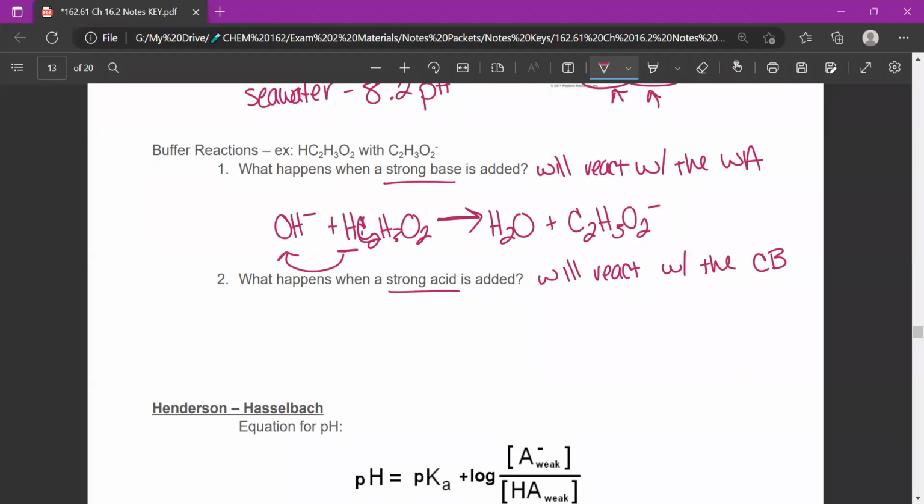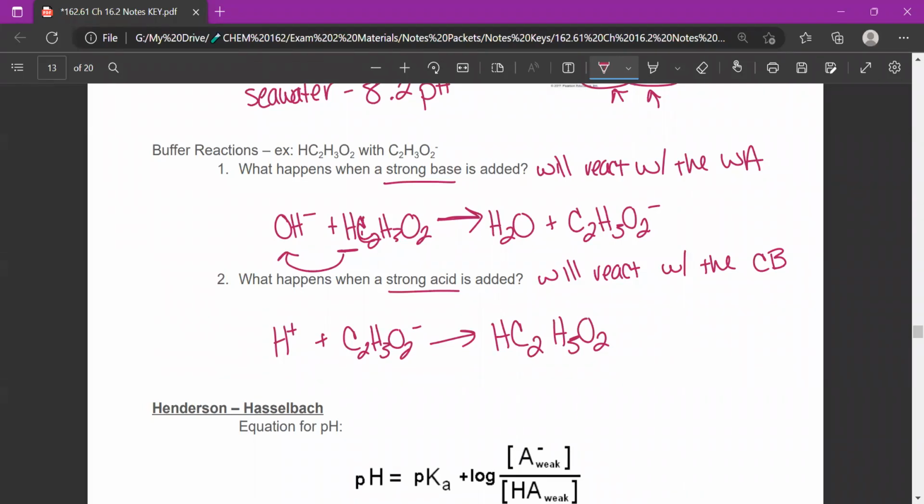Okay, so what happens when I add a strong acid? Strong acid being H plus. If I put H plus in, that's going to react with the conjugate base part. So I'm going to have H plus and C2H3O2 minus. Hydrogen transfer, that one's pretty easy. It's going to make more of that weak acid. Well, HC2H3O2 is not H plus or OH minus, so it doesn't affect pH. So again, this is how it buffers that change in pH. They kind of stick together so that it doesn't affect pH and you don't have all those H pluses floating around.